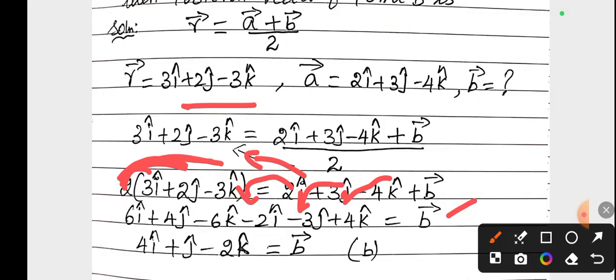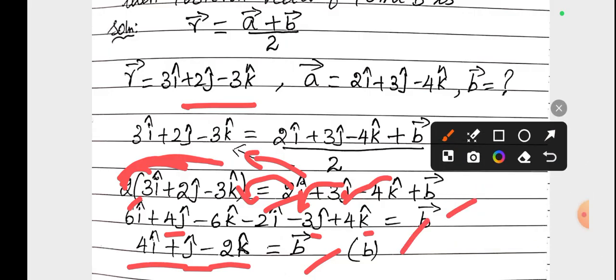Then 6i minus 2i is 4i. Then 4j minus 3j is plus j. Minus 6k plus 4k is minus 2k. Again, simplification. I am saying this slowly, but you can do it as fast as you are good at it. And option B is the answer. You can cross check.